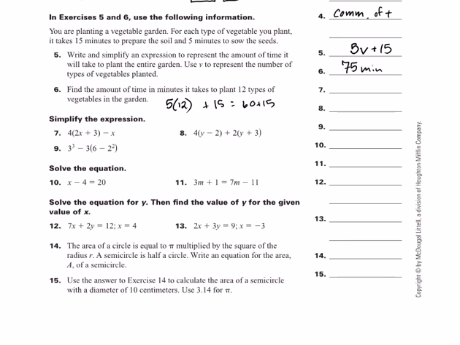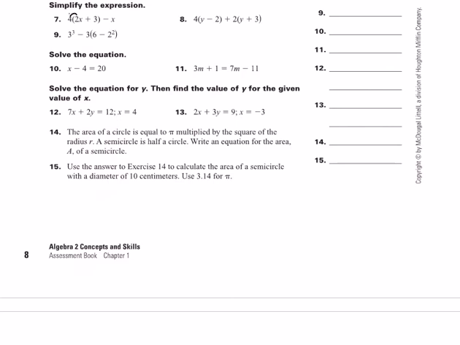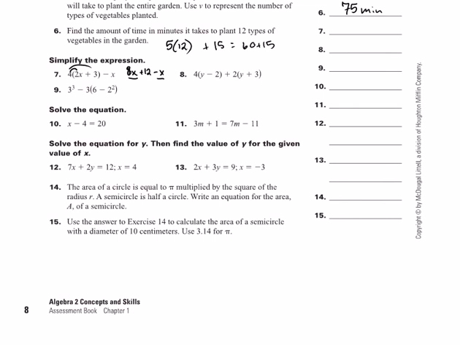Alright, simplify the expression. So here, you don't need to identify your properties, but you certainly need to use them. So this 4 first, I need to distribute that, and I will get 8x plus 12 minus x, and then you need to combine your like terms. So for 7, you will end up with 7x plus 12. For number 8, you need to distribute in multiple places. So you get 4y minus 8 plus 2y plus 6, and then combine your like terms. 4 plus 2, 6y, and -8 plus 6 is still a -2, or 6 minus 8.